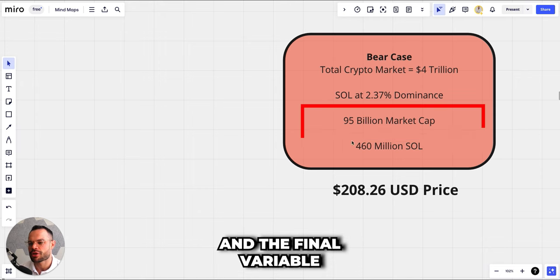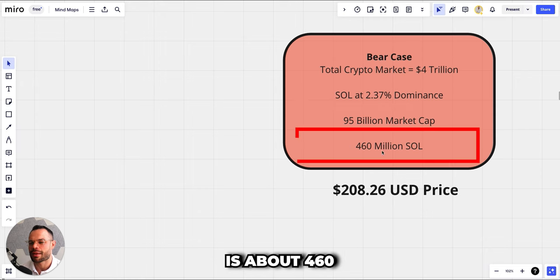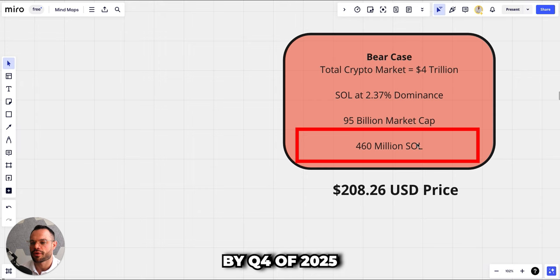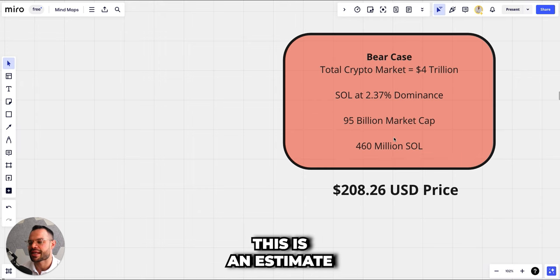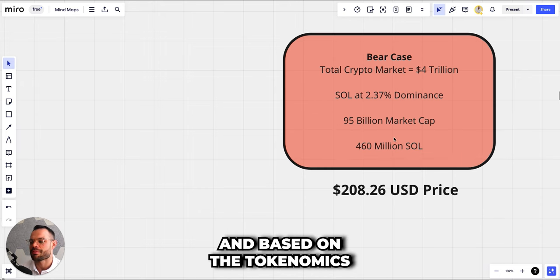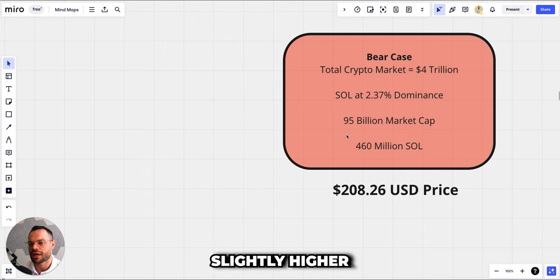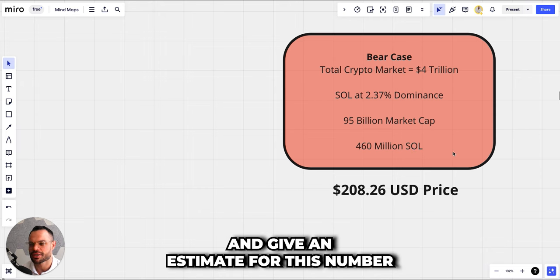And the final variable that we need to plug in here is about 460 million SOL in circulation by Q4 of 2025. Again, this is an estimate based on the inflation and based on the tokenomics that we mentioned earlier. Currently, we're sitting at about 440 million. So we're saying there's going to be an extra 20 million in circulation by Q4 of 2025. This number might be slightly higher, it might be slightly lower, but we have to make an assumption and give an estimate for this number.